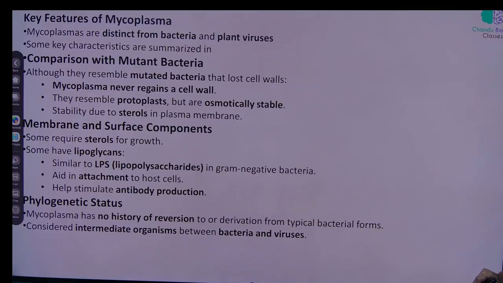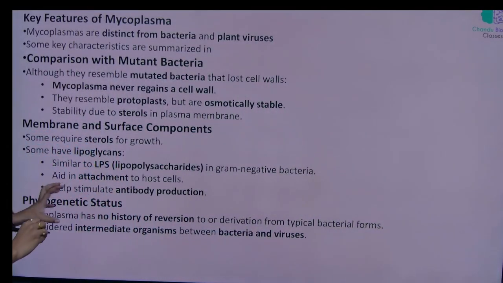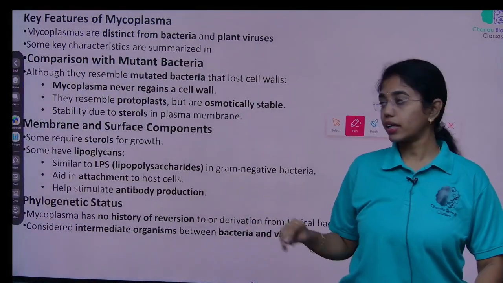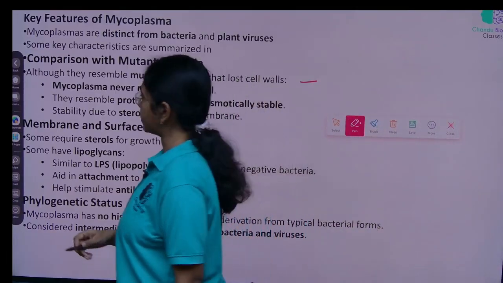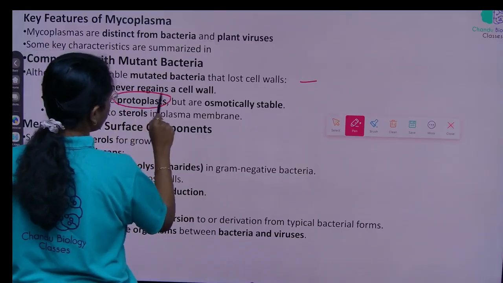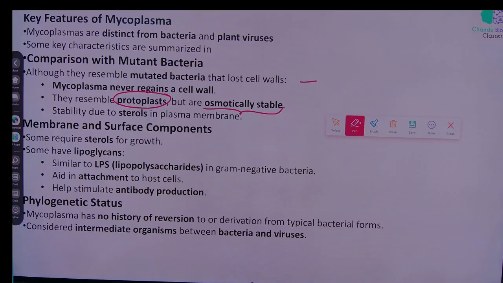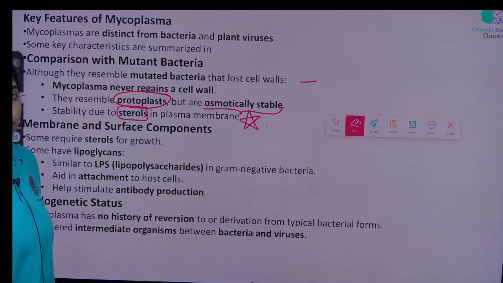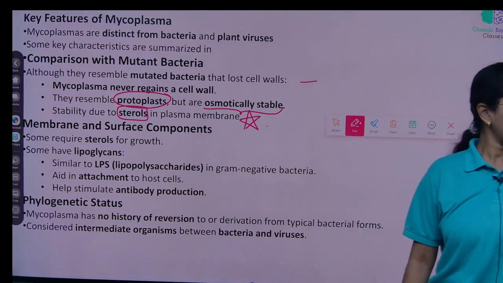What are the key features? They are distinct from bacteria and plant viruses. In comparative analysis, although they resemble mutated bacteria with lost cell walls, Mycoplasma will never regain the cell wall because they are wall-less. They resemble protoplasts but are osmotically stable. Why is there stability for Mycoplasmas? Because of the sterols present in their plasma membrane. Very important point to be noted.